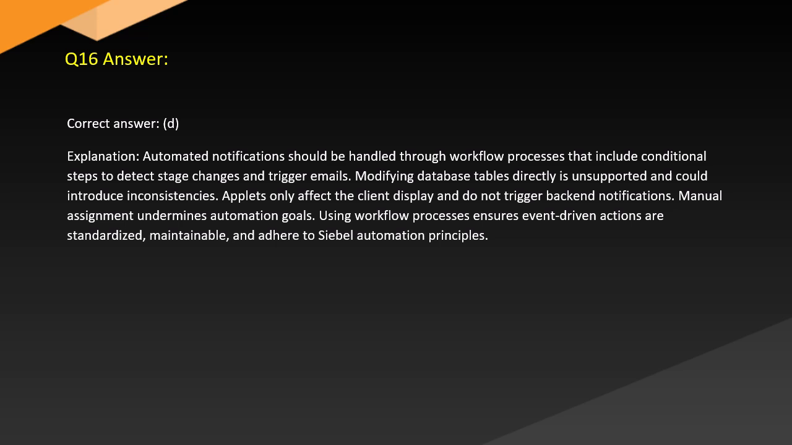Automated notifications should be handled through workflow processes that include conditional steps to detect stage changes and trigger emails. Modifying database tables directly is unsupported and could introduce inconsistencies. Applets only affect the client display and do not trigger backend notifications. Manual assignment undermines automation goals. Using workflow processes ensures event-driven actions are standardized, maintainable, and adhere to Siebel automation principles.